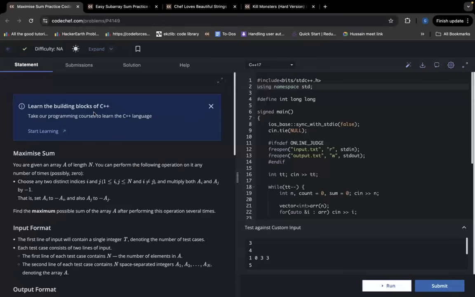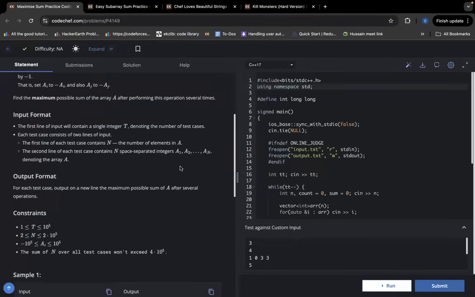So guys, today we'll be discussing problems A, B, C, D, and E of Codechef Starters Division 2. So guys, let's start with the first problem, which is maximize sum.